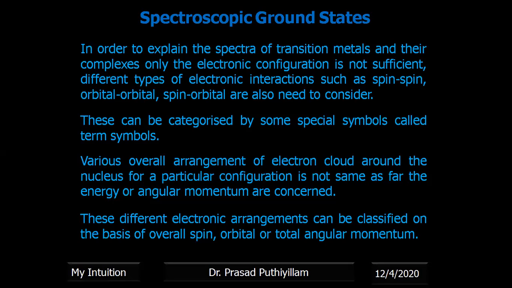So this can be categorized by special symbols called term symbols. The various overall arrangements of the electron cloud around the nucleus for a particular configuration are not the same as far as energy or angular momentum are considered. We explained that the electron cloud surrounds the nucleus, but that is not sufficient. We need to consider energy and angular momentum also. So these different electronic arrangements can be classified on the basis of overall spin, orbital or total angular momentum.